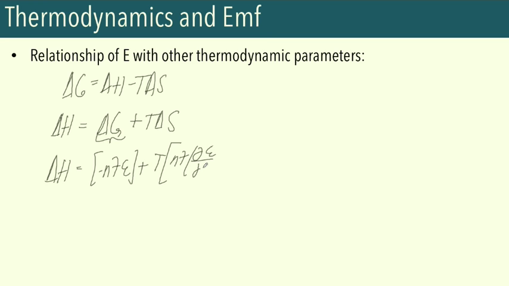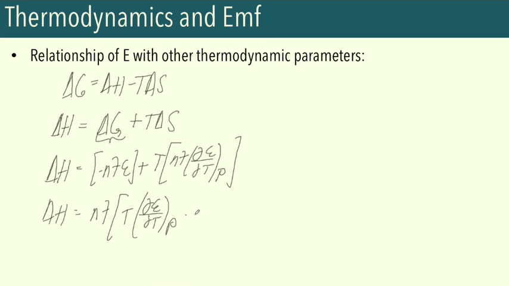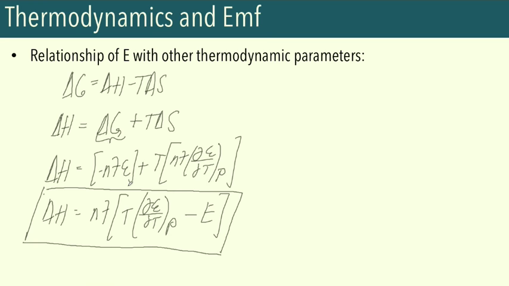Just simplifying this equation, we have delta H is equal to nF times the quantity T times partial of E with respect to T at constant P minus E. So this is our rather lengthy equation for delta H. But keep in mind again that these are just derived from our basic equation of delta G is equal to negative nFE. So let's apply all of these equations in order to solve our next problem.